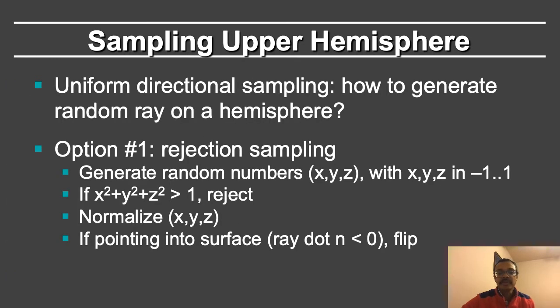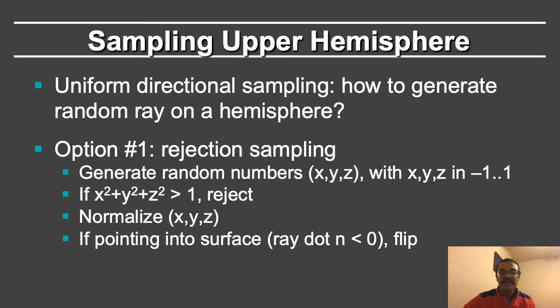The first sampling method we will discuss is to uniformly sample the upper hemisphere. So this is uniform directional sampling. How do you generate a random ray on the hemisphere? The first option is rejection sampling. So you generate random numbers x, y, and z in -1 to +1. That is, x, y, and z are in the cube with range from -1 to +1. If x squared plus y squared plus z squared is greater than 1, that is, the point lies outside the sphere, then you reject it.